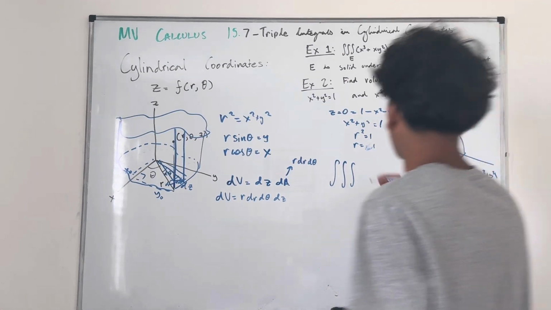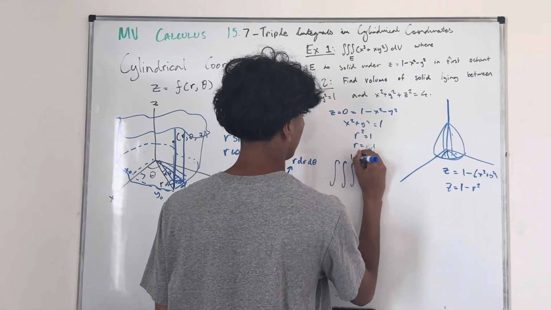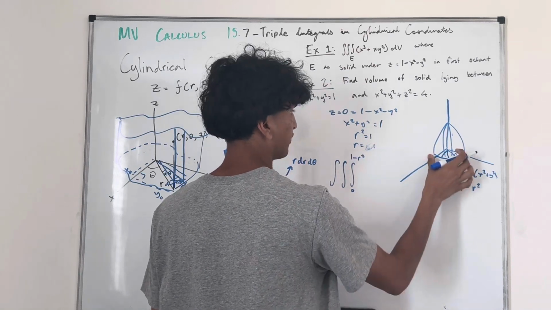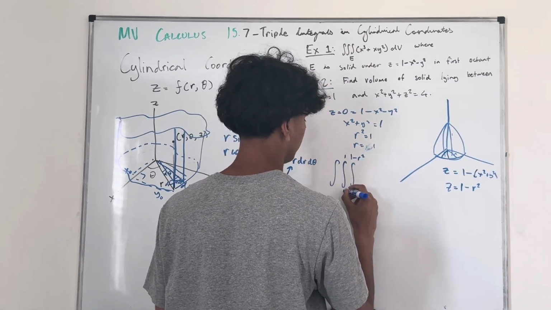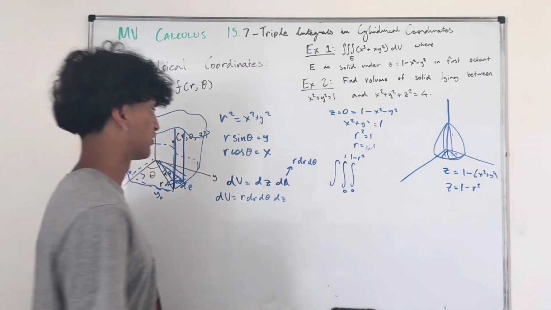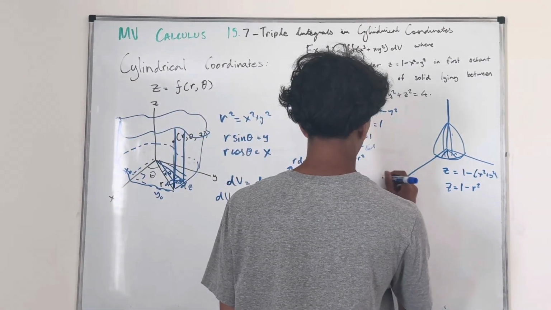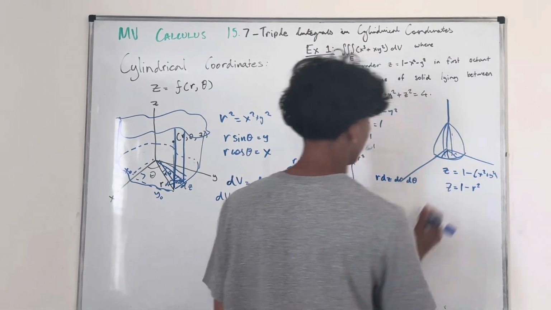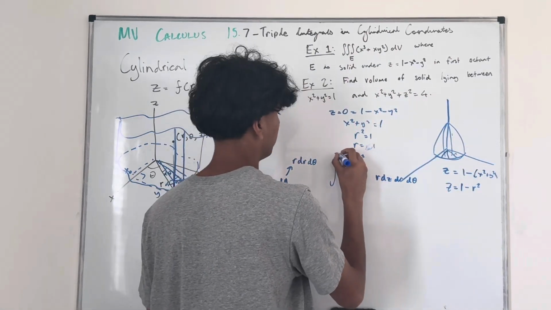So we're going from 1 minus r squared to 0. And then the region that we're integrating over is from 1 to 0, right? In terms of the values of r. So we're doing dz first, and then we could do dr, and then we could do d theta, which is from 0 to pi over 2.